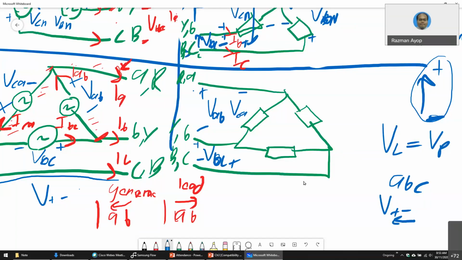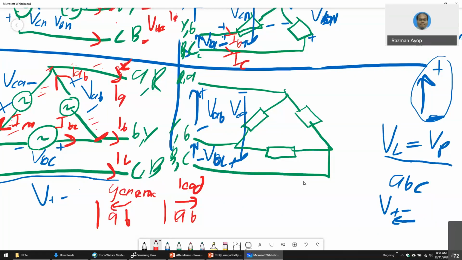And don't forget the arrow is moving from negative to positive. So if they use an arrow, make sure you understand the meaning of the arrow. Negative to positive. Sometimes a question uses an arrow, sometimes positive, negative. So make sure you know where is positive and where is negative. For delta, line voltage and phase voltage are the same.